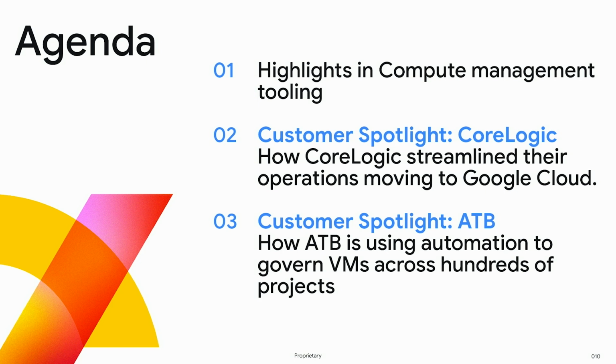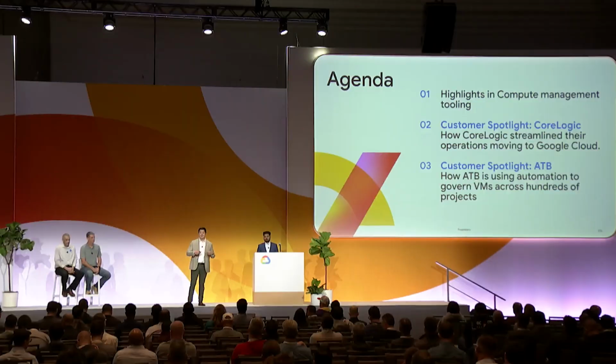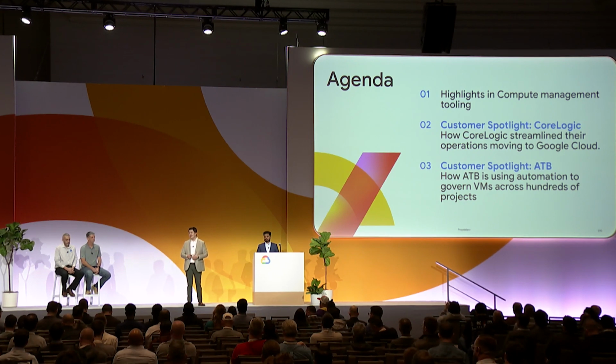Milo's going to walk through this journey that CoreLogic has been taking as they've moved over 100 applications onto Google Cloud, and how they've been able to manage and govern and automate their deployments. And then lastly, Mo is going to talk through how ATB Financial has been able to successfully go through a crawl, walk, run motion to get to modernized management on Google Cloud. So with that being said, I'm going to hand it over to Omkar.